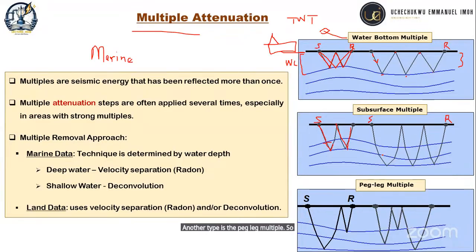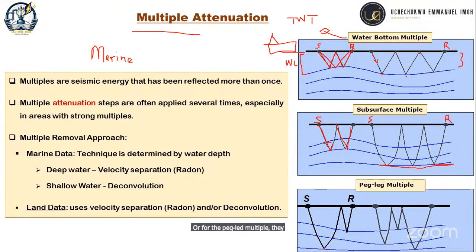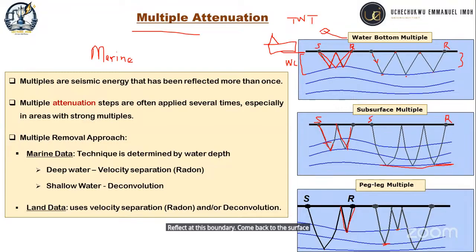Another type is the peg leg multiple. The difference between the subsurface multiple and the peg leg multiple is that the subsurface multiple does that between a particular geologic boundary, but the peg leg multiple can do it between multiple boundaries. For peg leg, they move from the source to a boundary, come to the water surface, go back, and can reverberate at the water bottom and go back up, or they can reflect at this boundary, come back to the surface, reflect at the water bottom, and go back. They can take any sequence of their choice. You can't control it. What matters is that the receiver will record them.